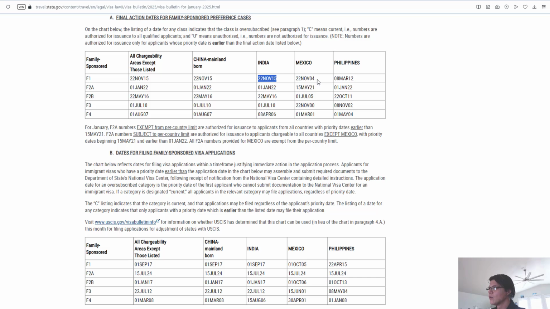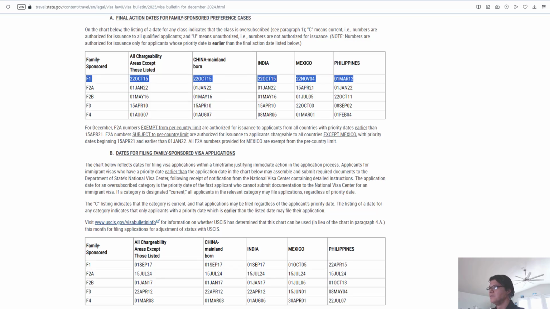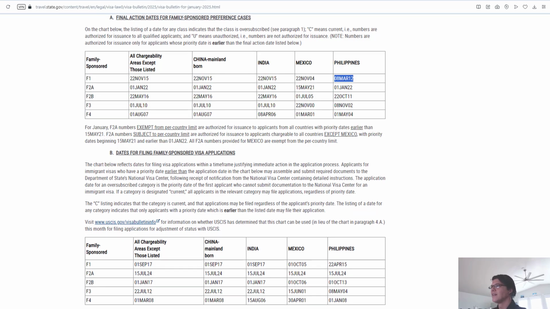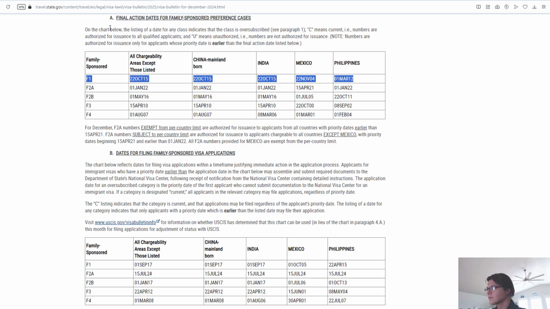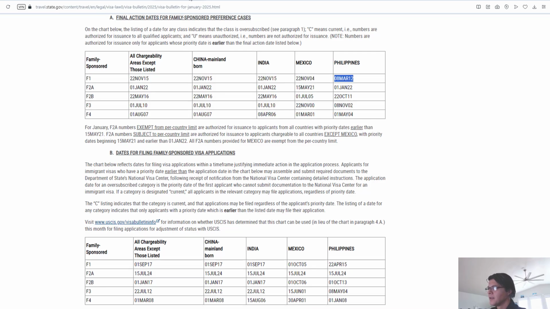Unfortunately, no movements at all for Mexico for F1 category. Let's take a look at the Philippines. 8th March 2012. Looks like the movement of only 7 days. So something is better than nothing, but of course we expect a little bit better.